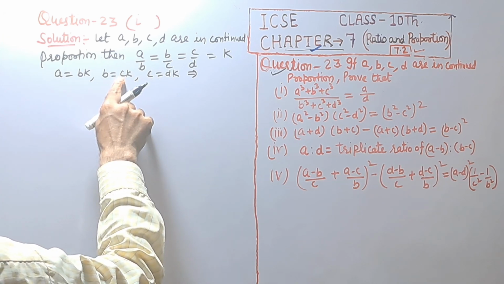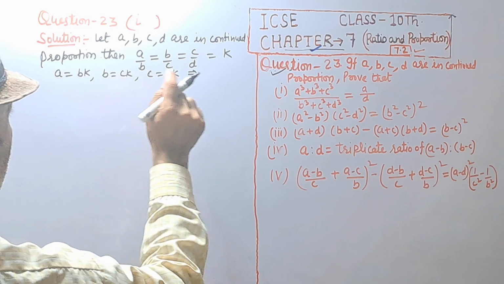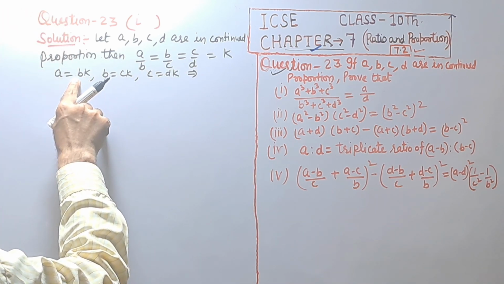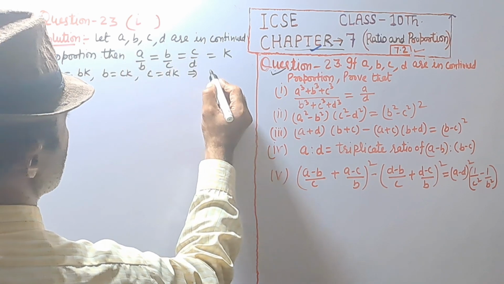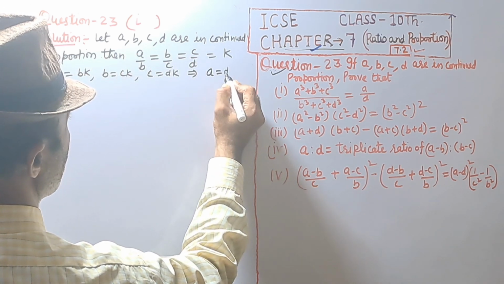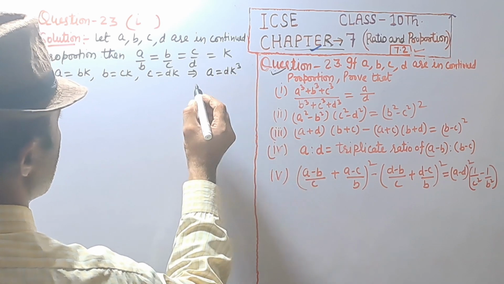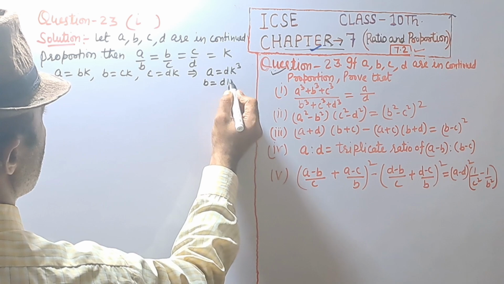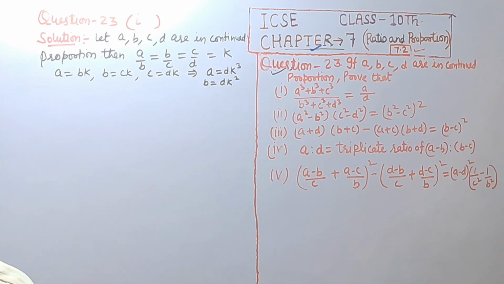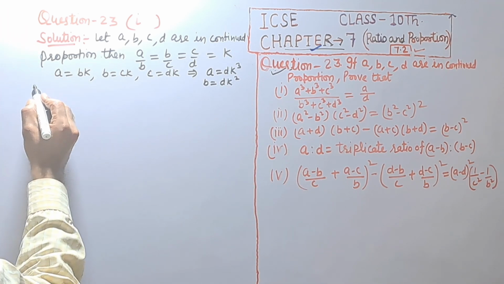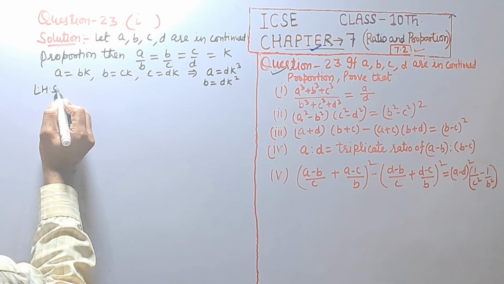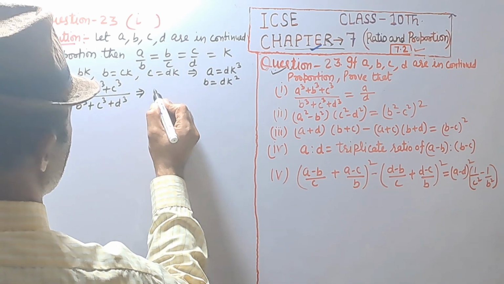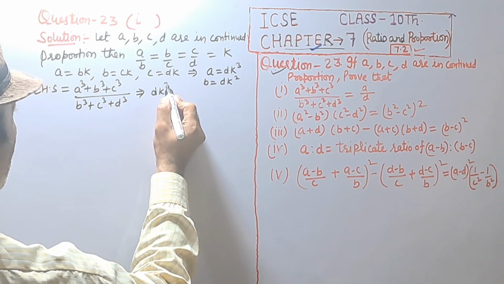Putting C is equal to DK in here, then B will be DK square, and putting DK square in here, A will be DK raised to power 3. So A is equal to DK raised to power 3 and B is equal to DK raised to power 2.